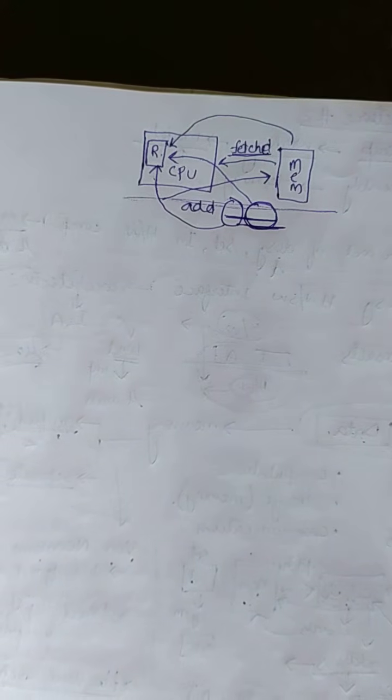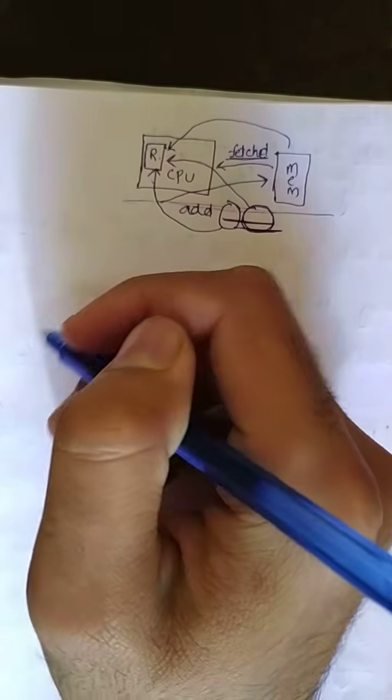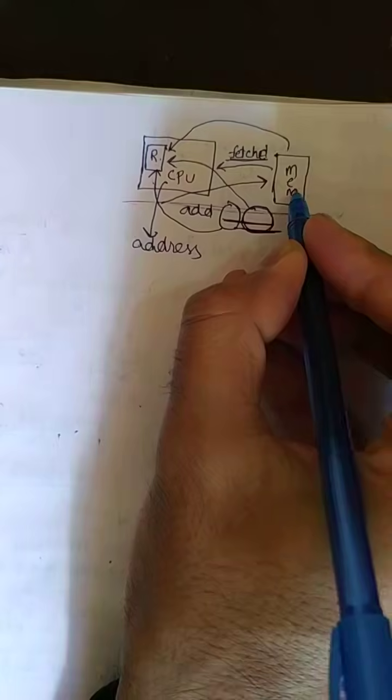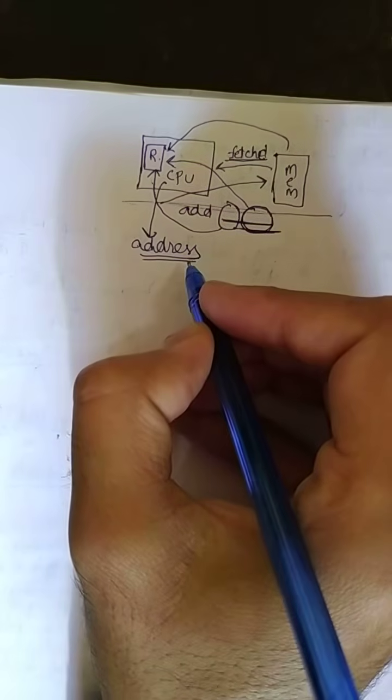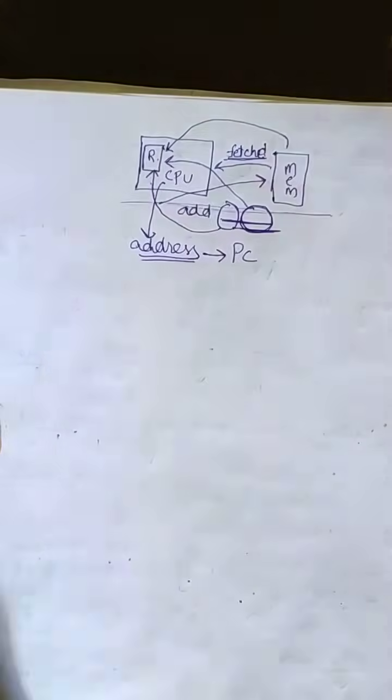There are some other models also which are based on the flow of instructions, how instructions are executed. As I said, if the CPU has to execute some instruction, it should first know the address of the memory location where that instruction is stored. Then, going to the memory, it will fetch the instruction from that location and execute it. This address is stored in a special register called the program counter.